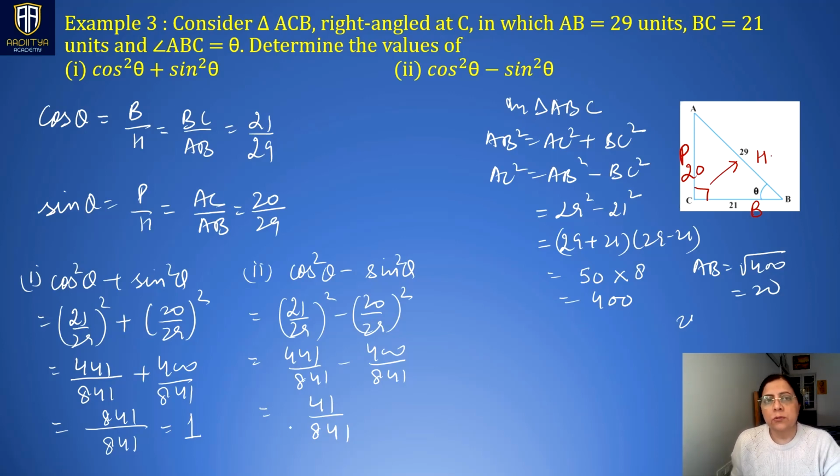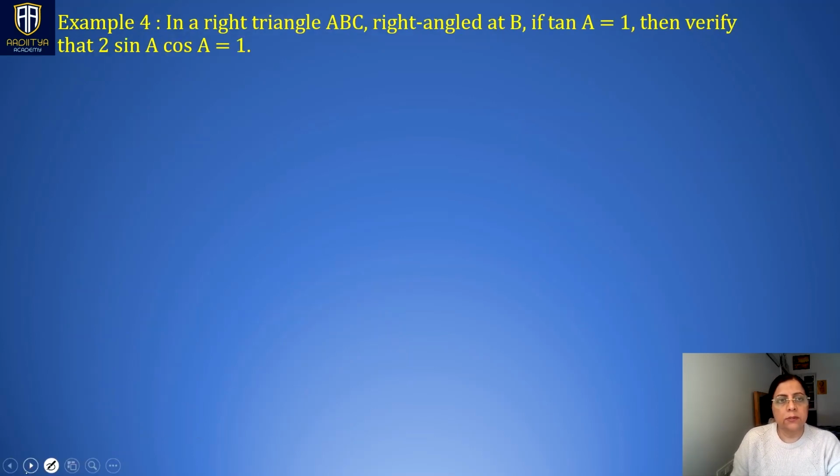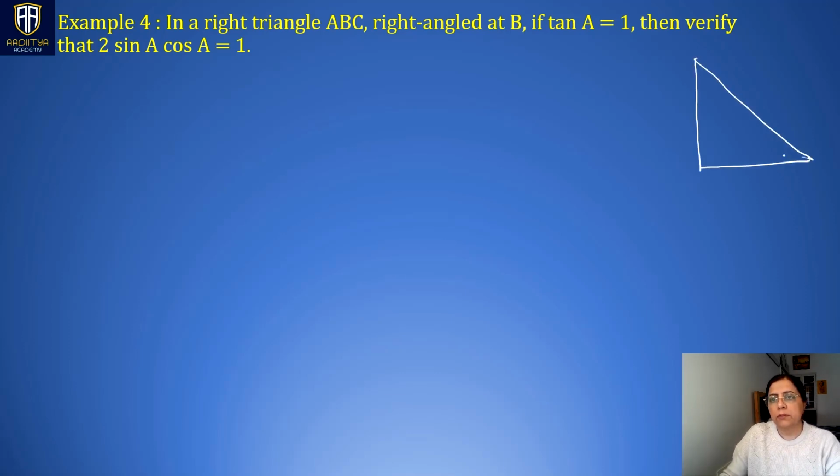Right? So the next question is, in a right triangle ABC, right angled at B, if tan A is 1, here we have to make the figure right angled at B. So we have to keep it right angled at B. If tan A is 1, now we are taking ratios about A, then verify this relationship, 2 sin A cos A is equal to 1. Okay. Tan A is 1.